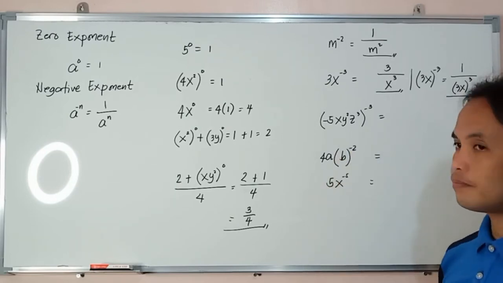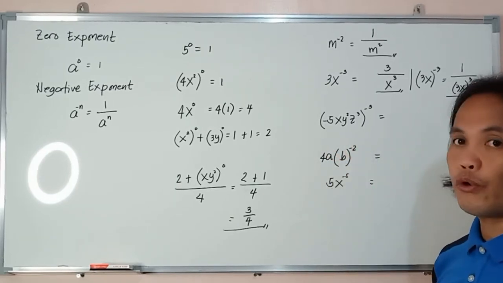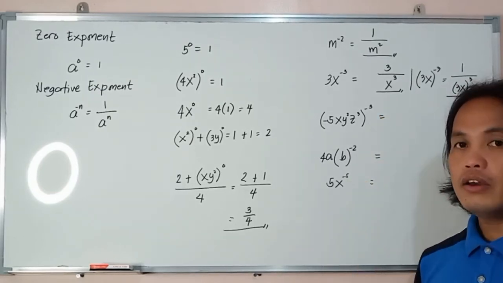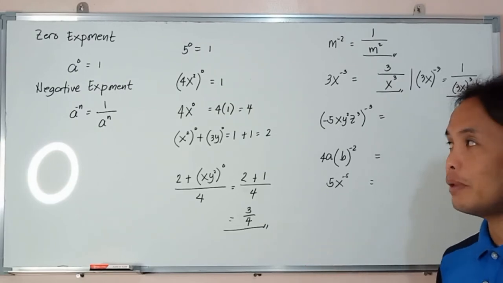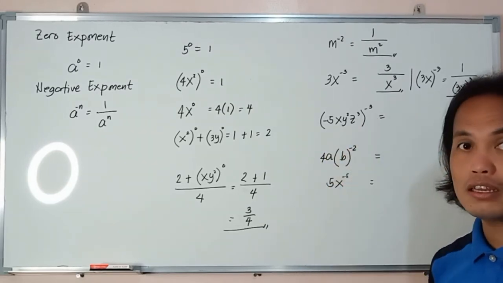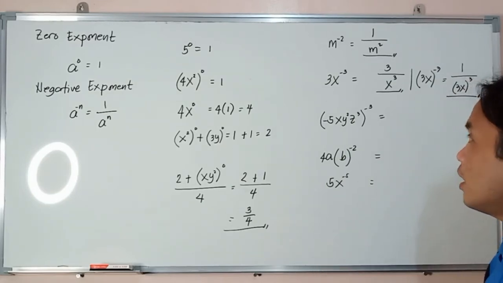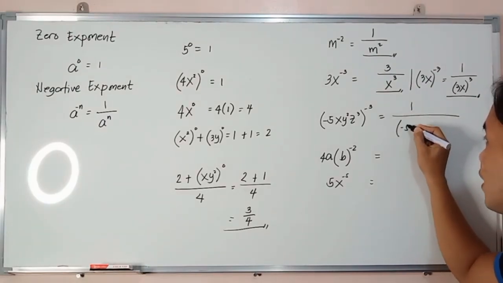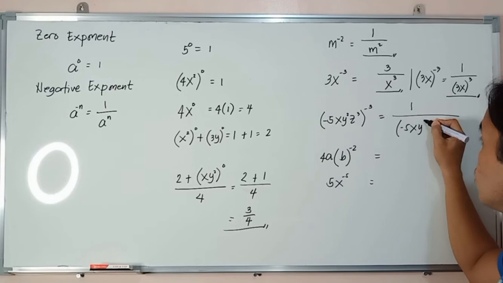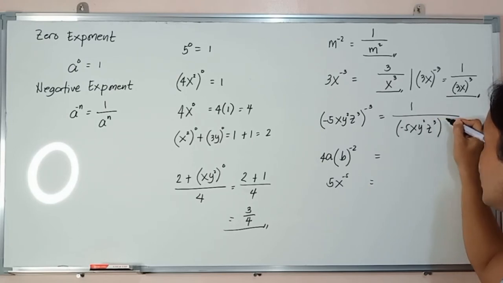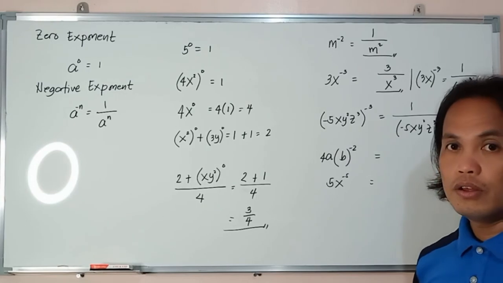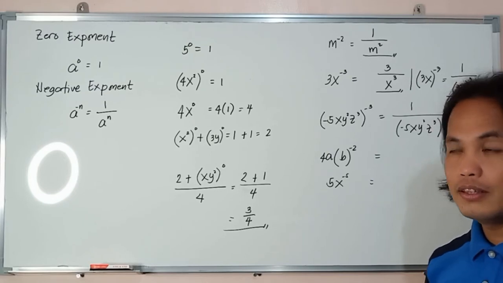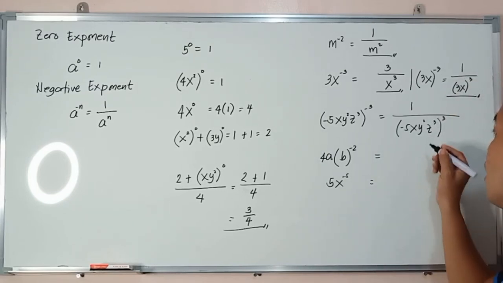Next example. Negative 5x y squared z cubed quantity raised to negative 3. Now this time, since the expression is enclosed with a parenthesis, that means everything here is being raised to negative 3. So if we are going to simplify this one, we just get the reciprocal, so we have 1 over, we copy negative 5 xy squared z cubed quantity raised to 3. Now, we can simplify further by applying the law on power of a product. So this is now our answer.